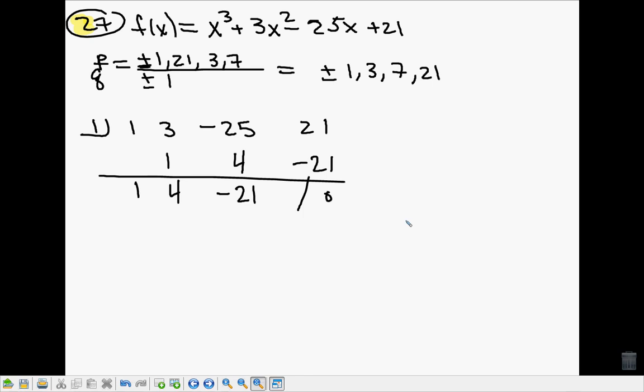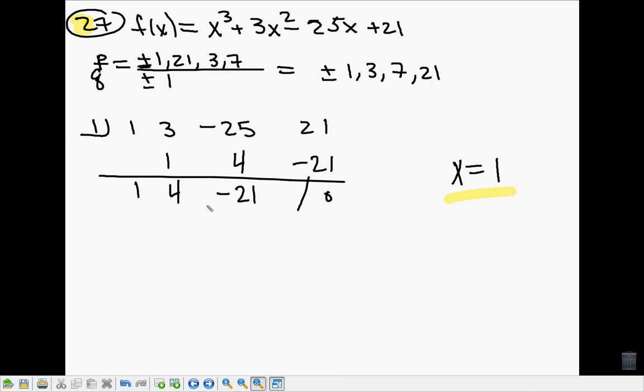Awesome. If that doesn't happen, you need to keep trying numbers after that. So pretend this didn't work. Pretend we got like a 10 here, okay? If that happens, try negative 1. If that doesn't work, try 3, try -3, try 7, try -7. But it worked. So automatically we know that x equals 1 is one of our answers because it worked. Okay?